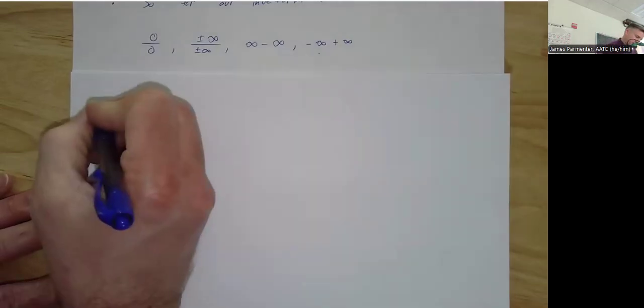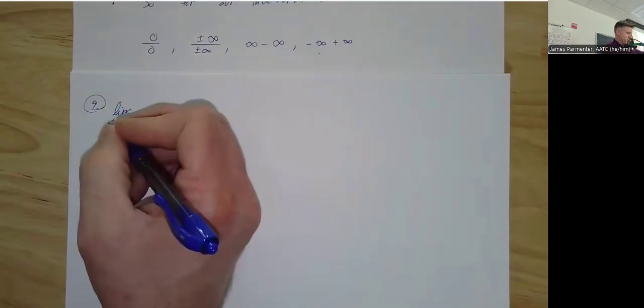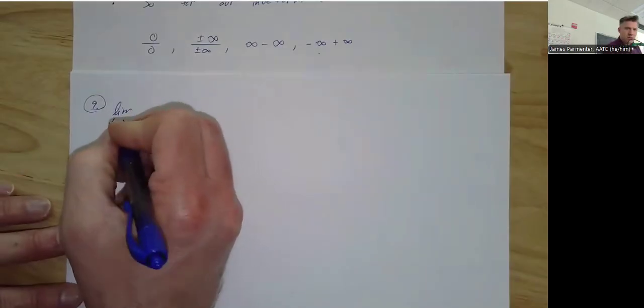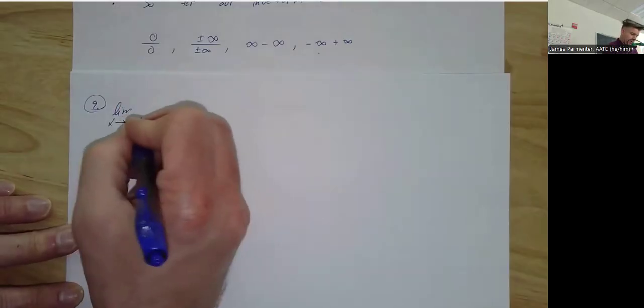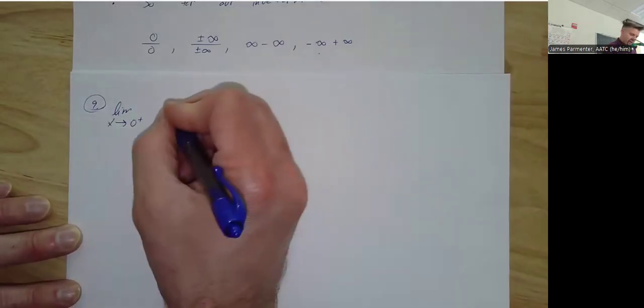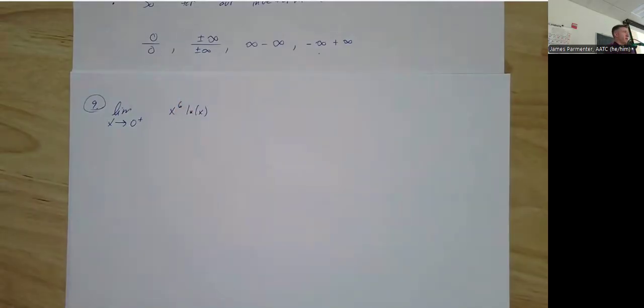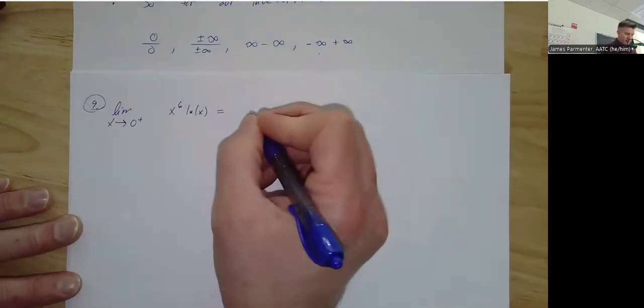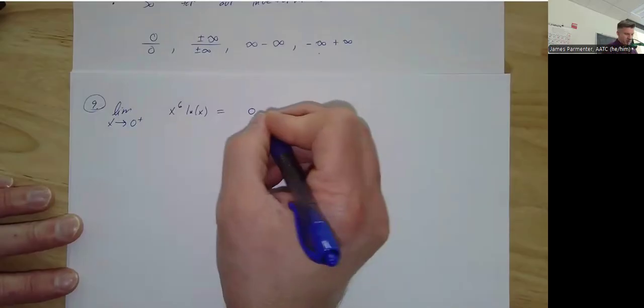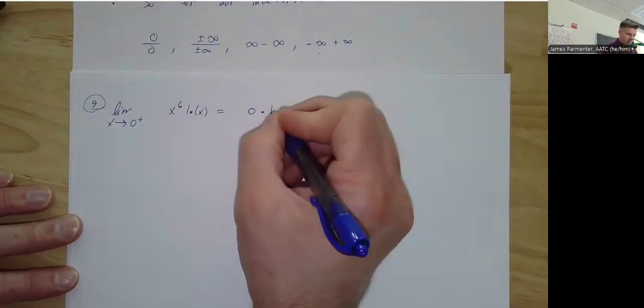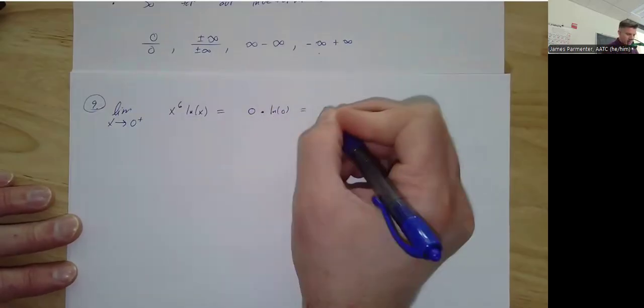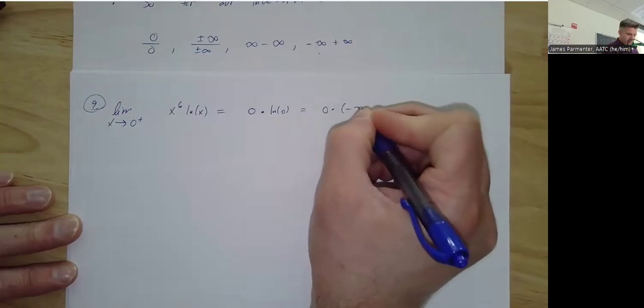Number 9. The limit as x approaches 0 from the right, and here it's kind of necessary from the right, of x to the 6th times the natural log of x. You can't approach 0 from any other side because the natural log of x is only defined when x is positive. So if we actually plug in 0, let's see what happens. We get 0 to the 6th, which is still 0, times the natural log of 0, but that's essentially a 0 times a negative infinity.